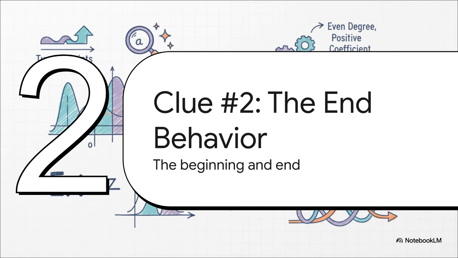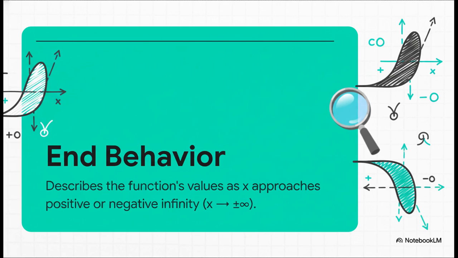This one is called end behavior, and I love this idea. It's like knowing how the story of our graph begins and ends. It tells us exactly what the graph is doing way out on the far left and far right sides. So the technical definition of end behavior is what happens to the function as x gets infinitely huge in either the positive or negative direction. But let's be real, a simpler way to think about it is just where are the arms of the graph pointing? Are they both going up, both down, or in opposite directions?